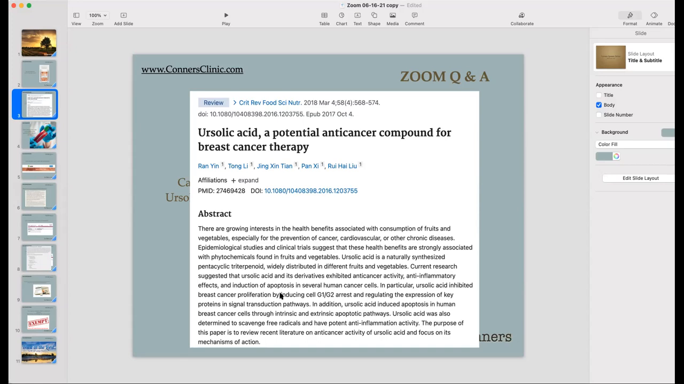But here we're talking about it as an anti-cancer agent, and this slows the proliferation of cancer in the arrest cell response called G1, G2.